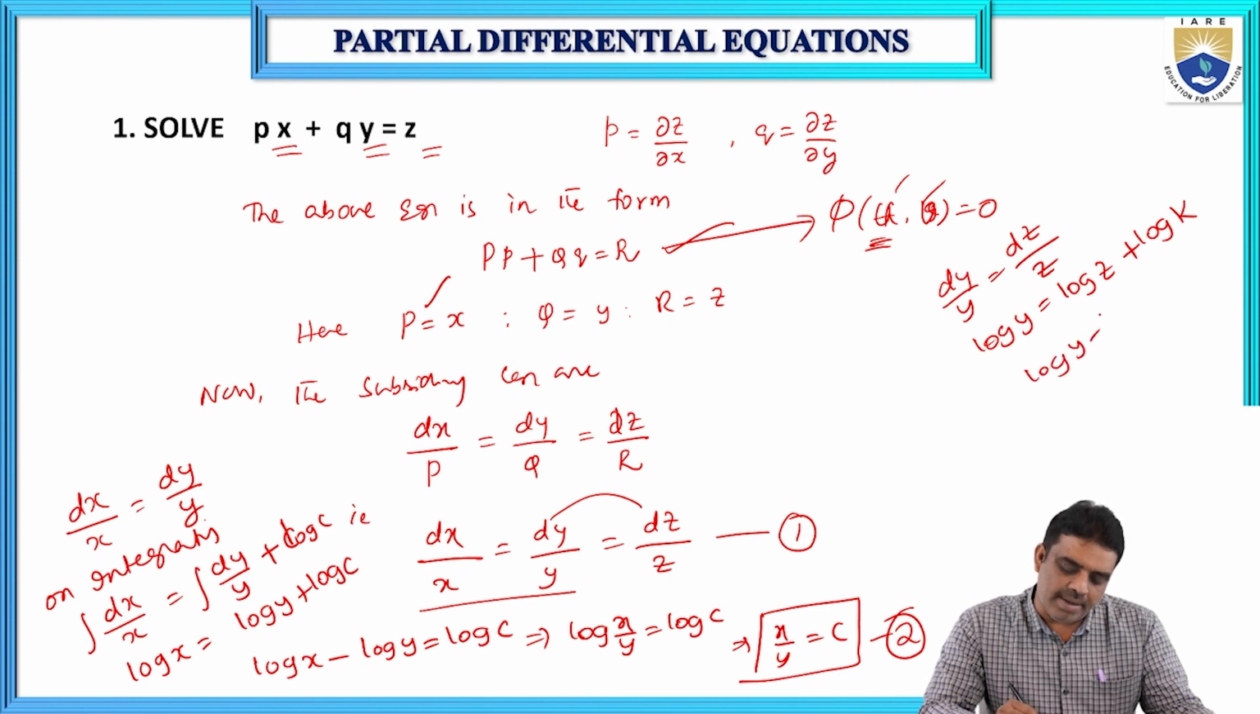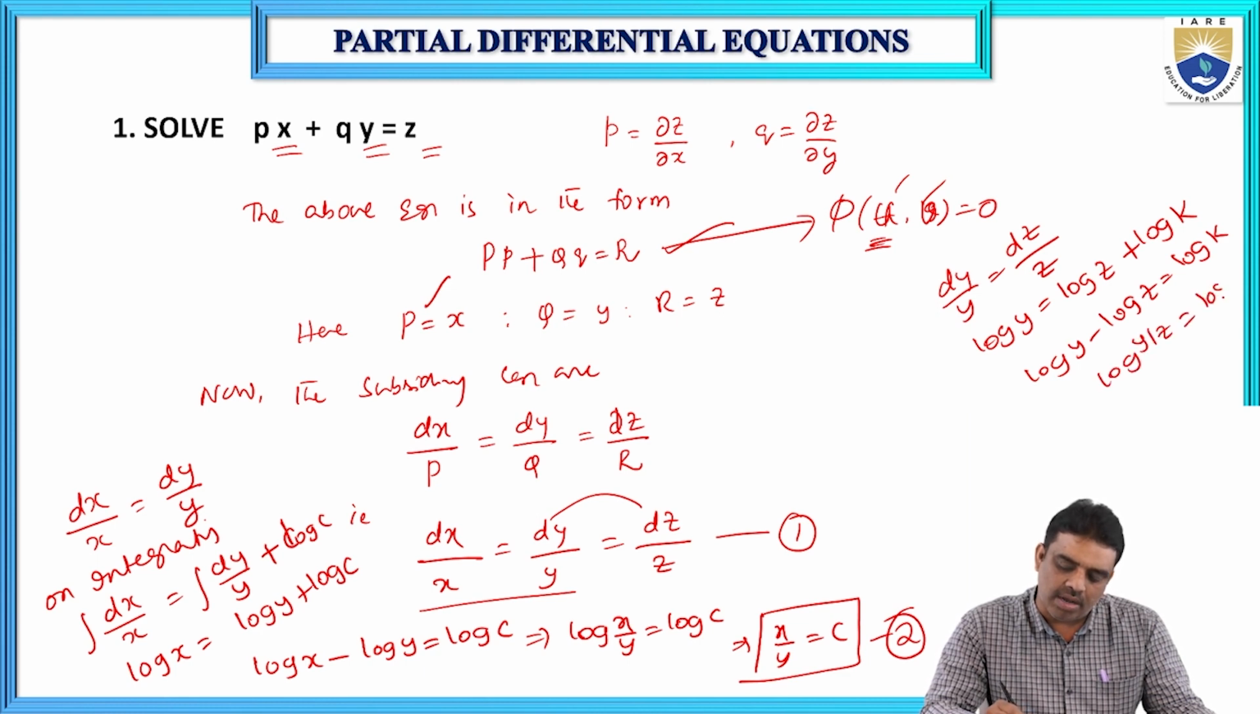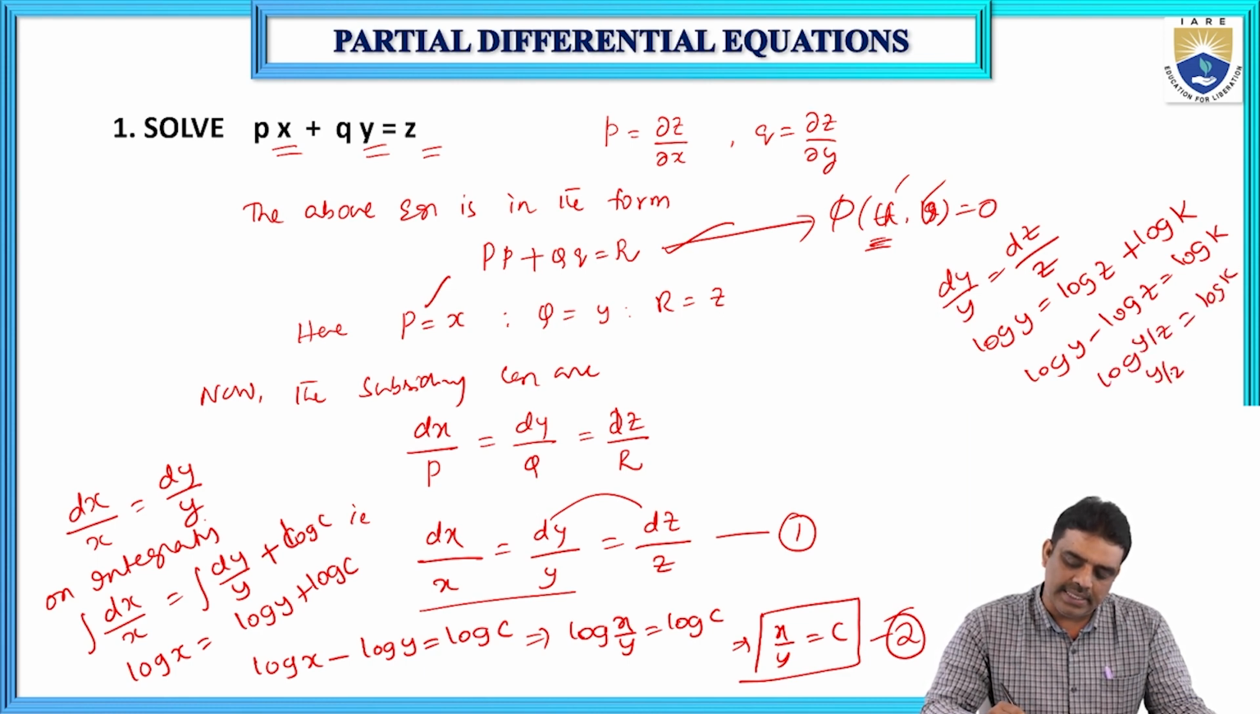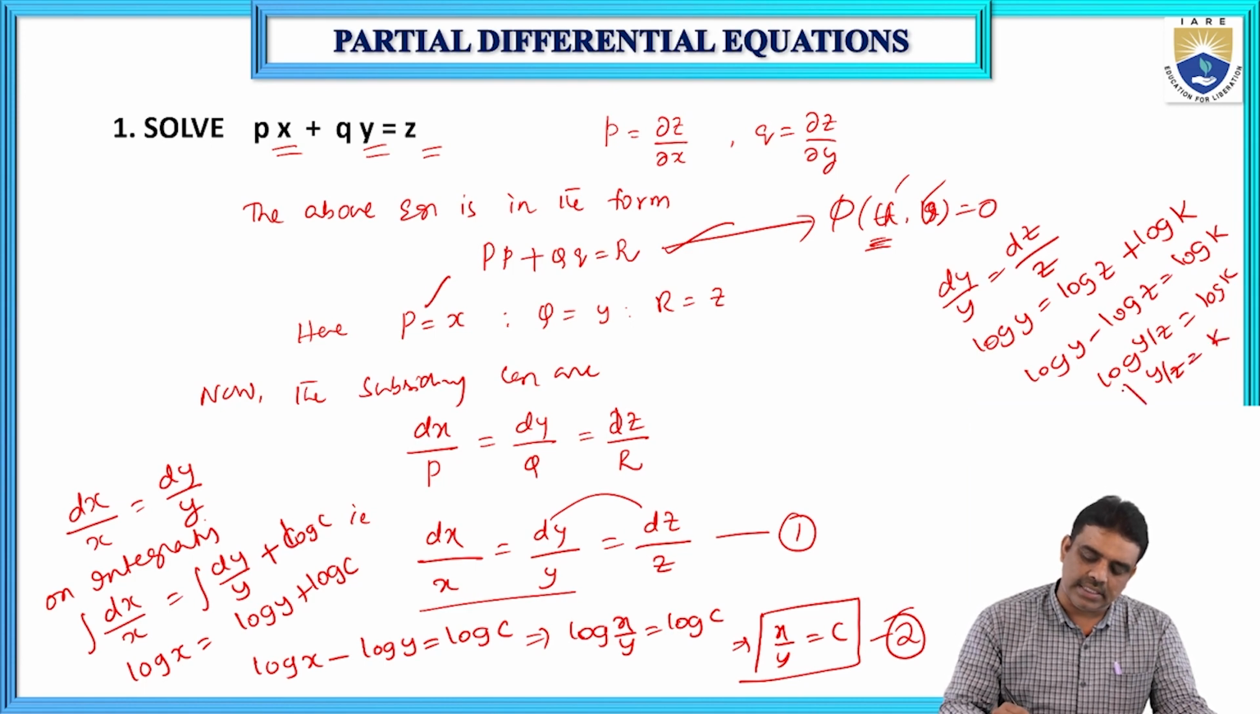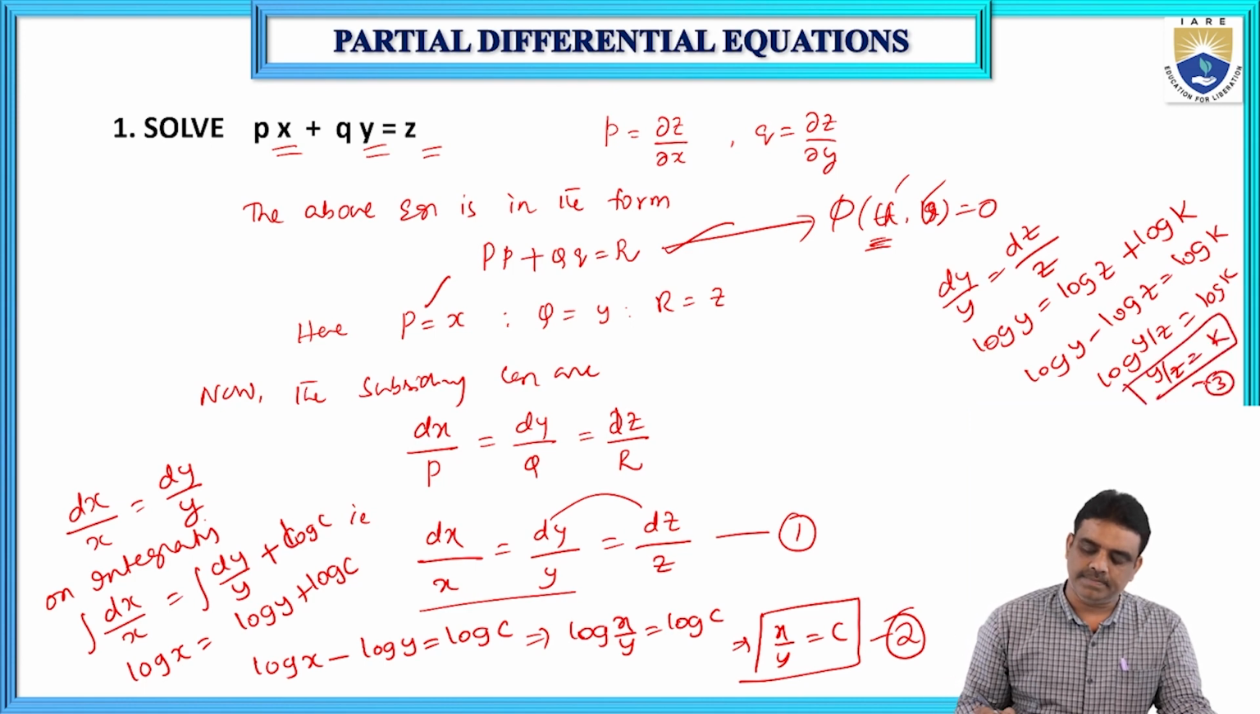Or log y minus log z is equal to log k, or log y by z is equal to log k, or y by z is equal to k. This is equation number 3.